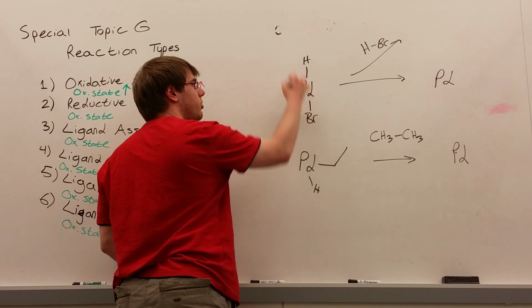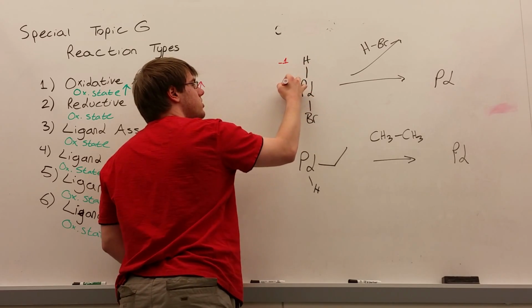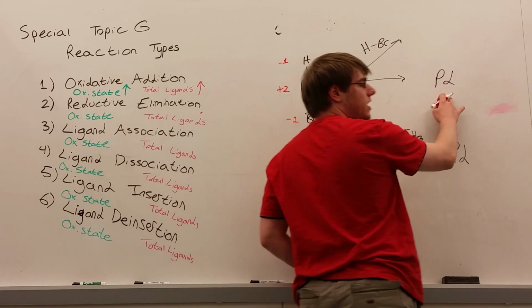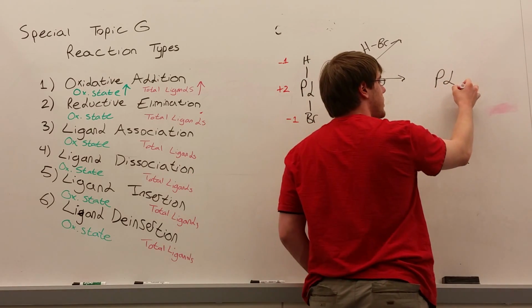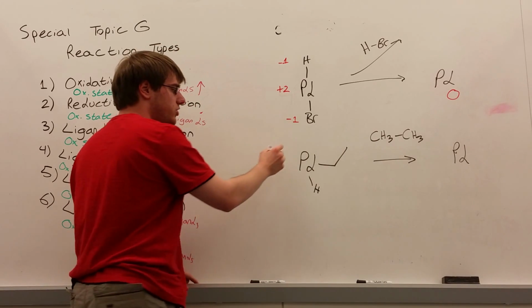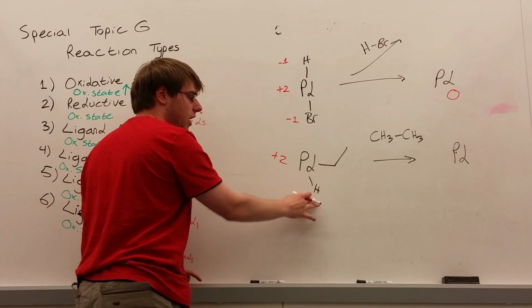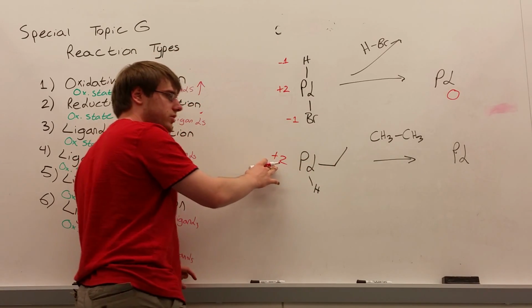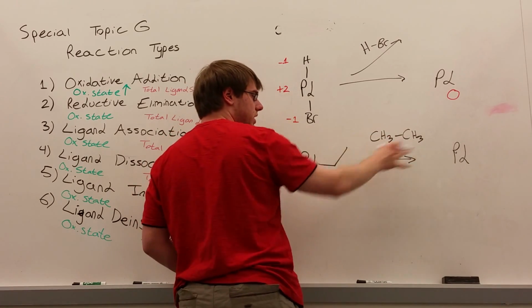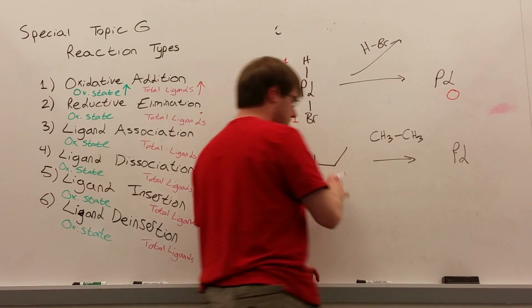We had -1 from the bromine, -1 from the hydrogen, so the palladium must have been a +2 oxidation state. And now the palladium has nothing attached to it, no negatively contributing ligands, so its oxidation state must be 0. Here we have a palladium that is also +2 oxidation state because a carbon and a hydrogen each give -1, so +2 oxidation.